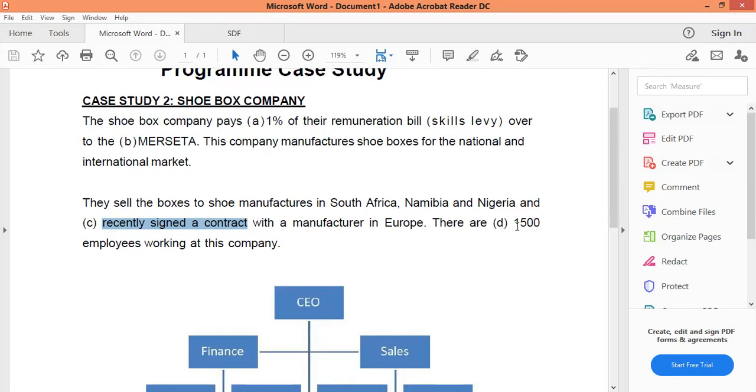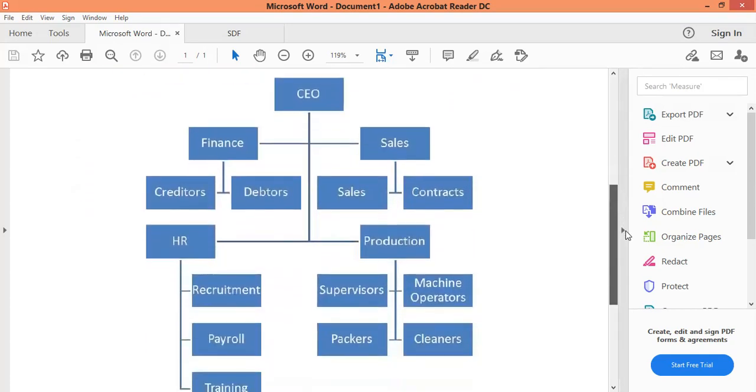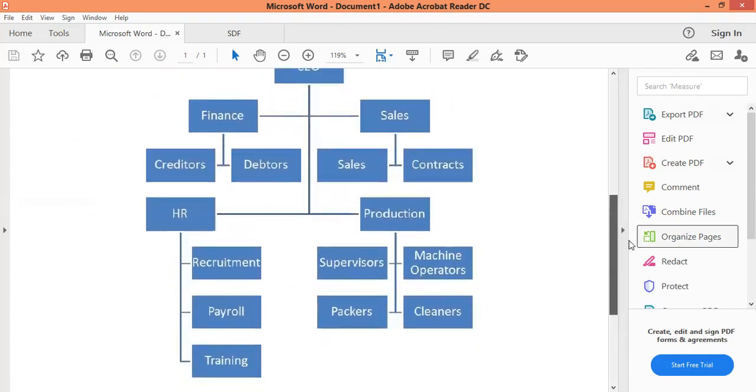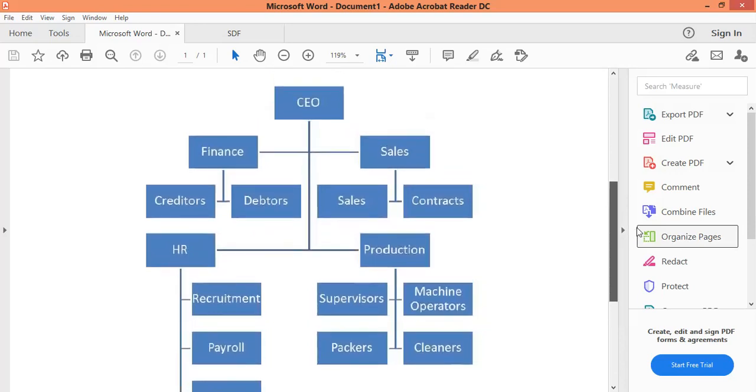There are 1,500 employees working for this company, and that is our structure for this company. It's quite a big company. You've got 5 hours to go to every single department and get all the training needs from them. And I'm going to make it even a bit more complicated.